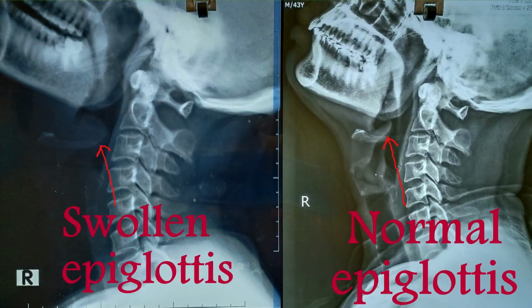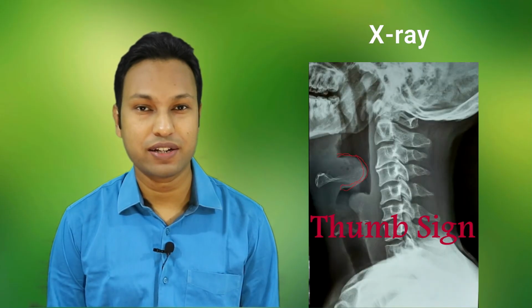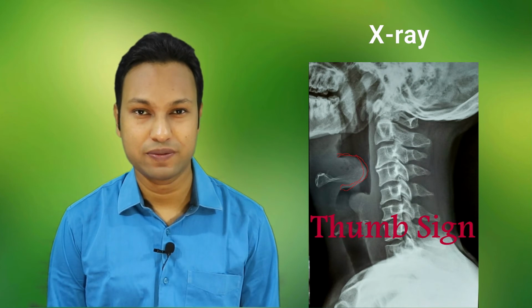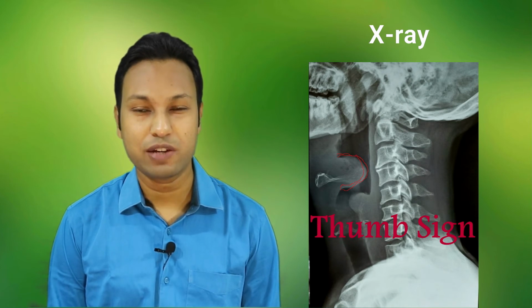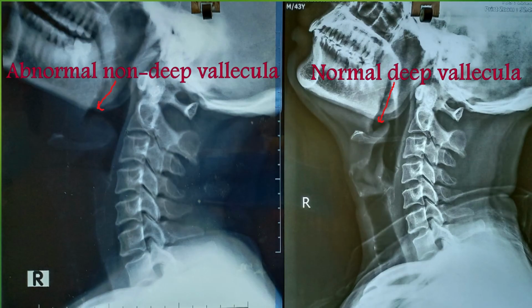Now have a look at an X-ray. Look, the epiglottis is very swollen and it looks like thumb finger. This thumb finger like swollen epiglottis is known as thumb sign or thumb print sign. When the epiglottis is swollen, then there is no well-defined vallecula. This is known as vallecular sign, that is absence of deep well-defined vallecula.